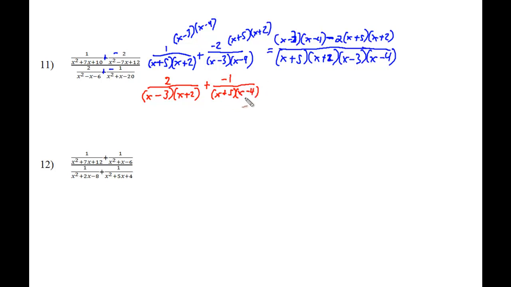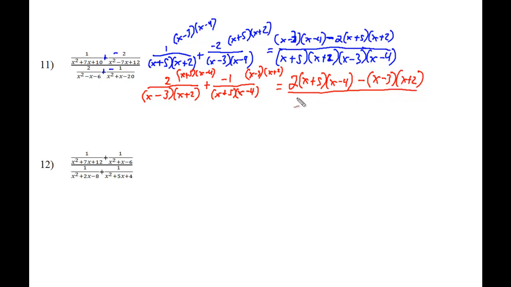Alright, well, since there are no commonalities between these four terms, we're going to have to multiply this one by x plus 5, x minus 4 to get my common denominator, and multiply this by x minus 3, x plus 2 to get my common denominator. Wow, that makes my numerator just pretty hairy again. 2 times the quantity of x plus 5 and then x minus 4, minus 1 times the quantity of x minus 3 and x plus 2. And the entire thing is over x minus 3, x plus 2, x plus 5, and x minus 4.